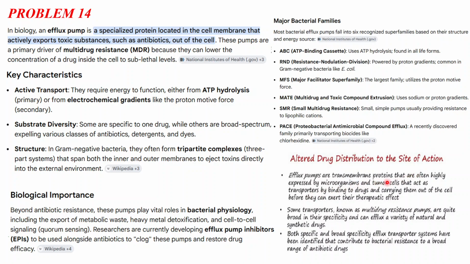Efflux pumps are transmembrane proteins that are often highly expressed by microorganisms and tumor cells. They act as transporters by binding to drugs and carrying them out of the cell before they can exert their therapeutic effects. Some transporters, known as multidrug resistance pumps, are quite broad in their specificity and can efflux a variety of natural and synthetic drugs. Both specific and broad specificity efflux transporter systems have been identified that contribute to bacterial resistance to a broad range of antibiotic drugs.